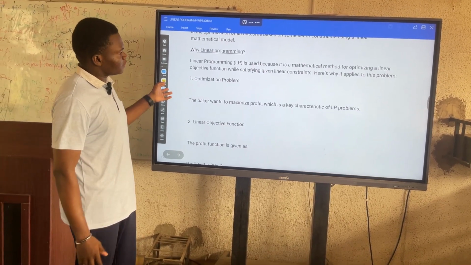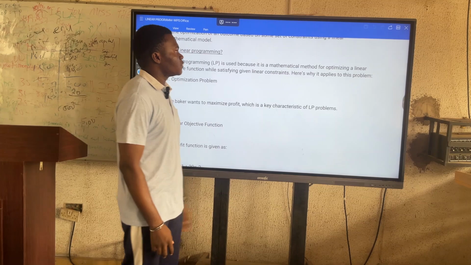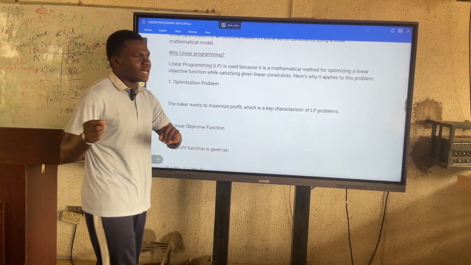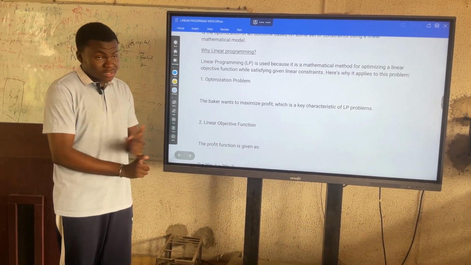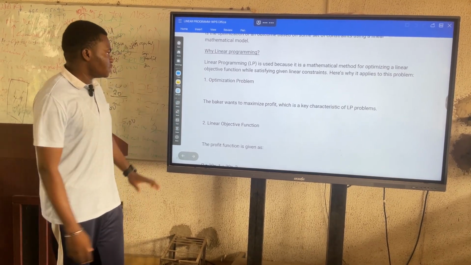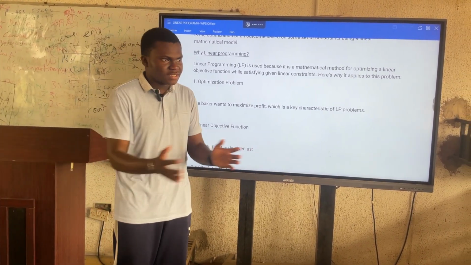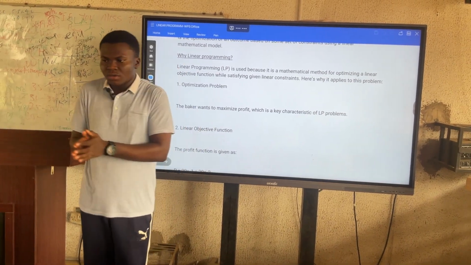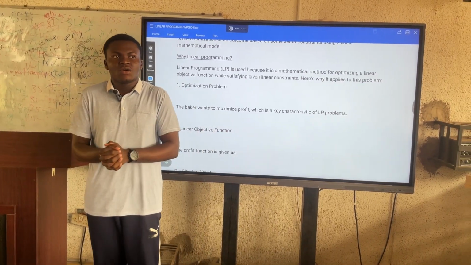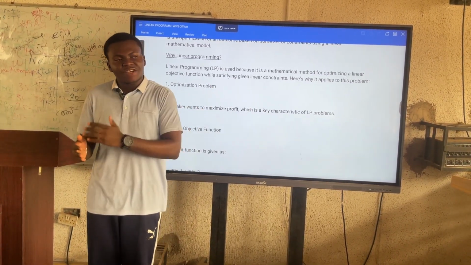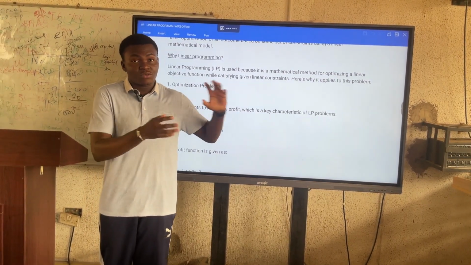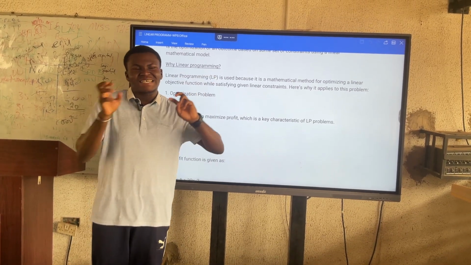So why linear programming? Linear programming is used because it's the mathematical method for optimizing a linear objective function while satisfying given linear constraints. So in the example I gave, the water, the orange, the sugar, those are the constraints. The objective function is: those three items, how much will I use to give Chivita A and Chivita B? If I mix them together, will I achieve this particular profit? There is a profit that I have to aim for. Let me just assume the profit is 150,000. So that 150,000 naira is the profit that I'm trying to maximize.